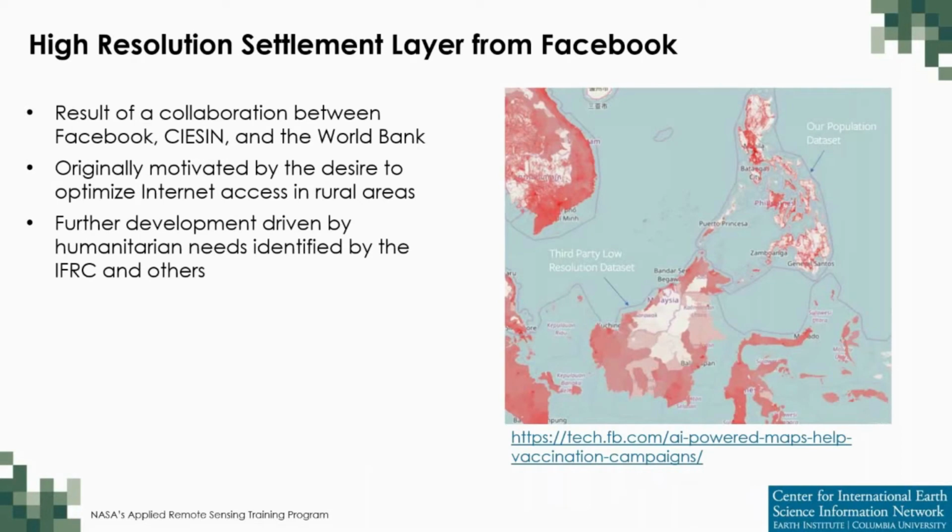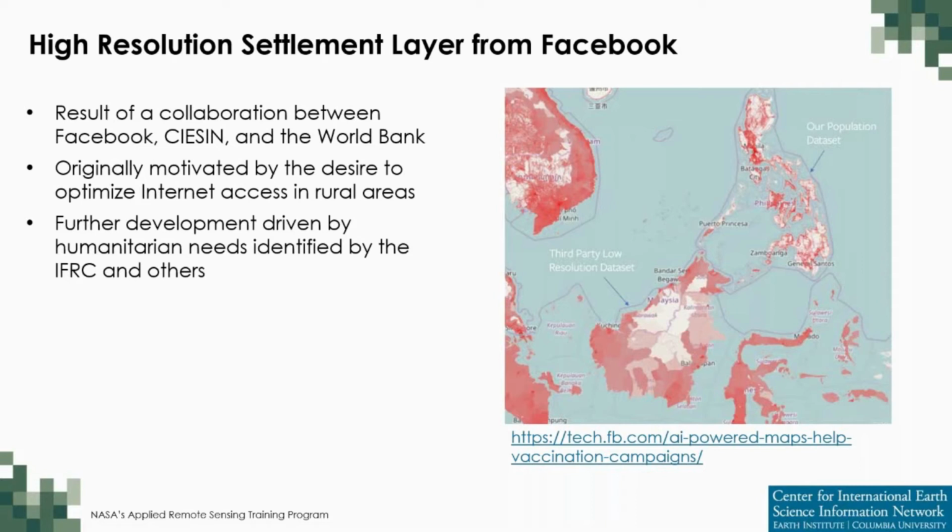And CSUN has worked with a number of groups. For example, a few years ago, we started working with Facebook. And Facebook was actually interested in trying to think about how to improve internet access in rural areas. And they had found that some of the existing data sets which focus on buildings and infrastructure were doing well or better in urban areas, but didn't do as well at mapping population in rural areas.